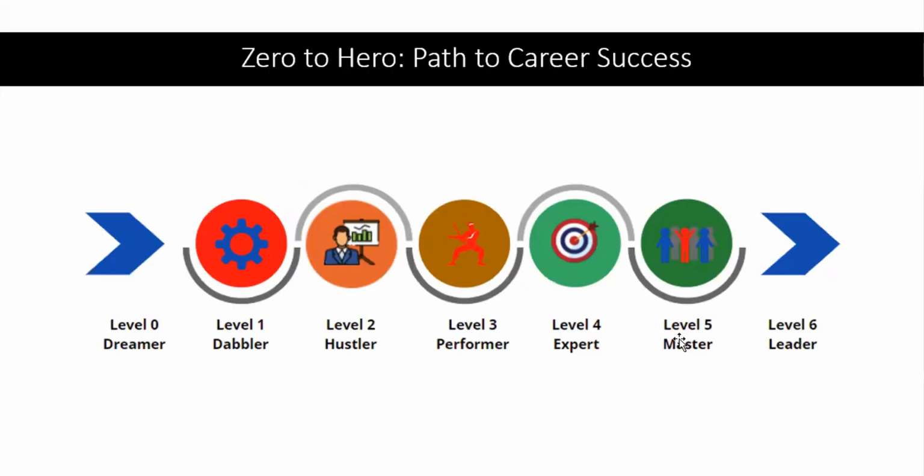How do you go from being a dreamer, somebody who's like, I want to be this, one day I'm going to be this, I want a job, to all the way to becoming a leader? And this is not a multi-year plan. I mean, it's not that it'll take you 20 years to get there. You can get there very fast. It depends on how much effort you want to put in.